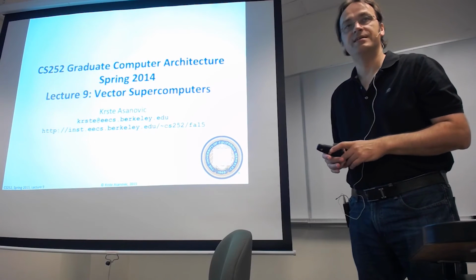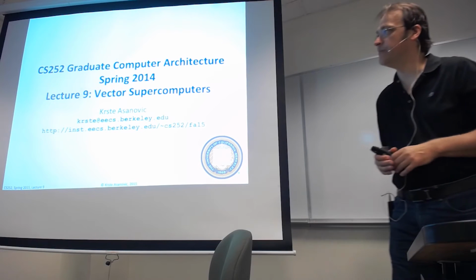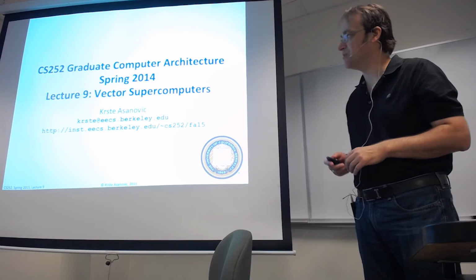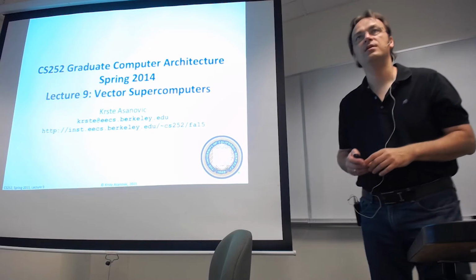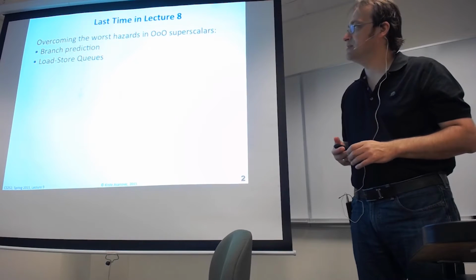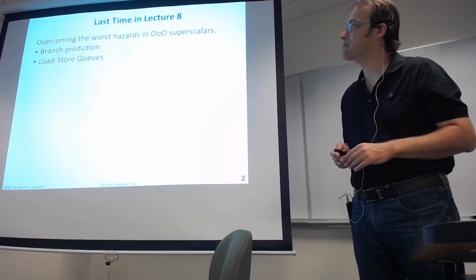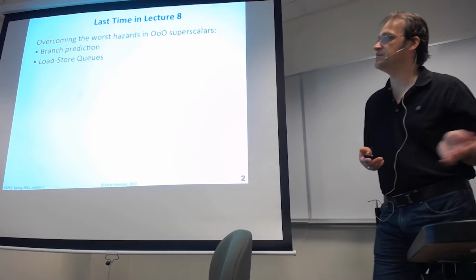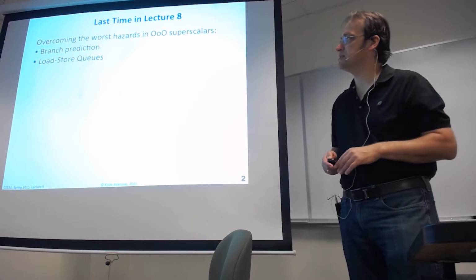All right, so now we'll go to lecture 9. One of my favorite subjects, talk about vector machines, vector supercomputers. Like last time we talked about branch prediction and load store queues. And those are kind of in this space of out-of-order superscalars. Those are ways of improving performance and dealing with the memory system.